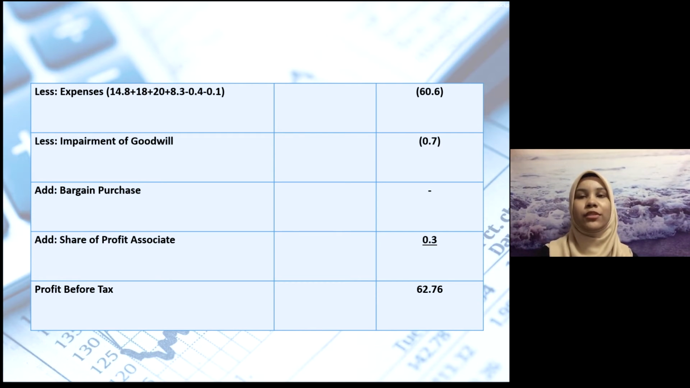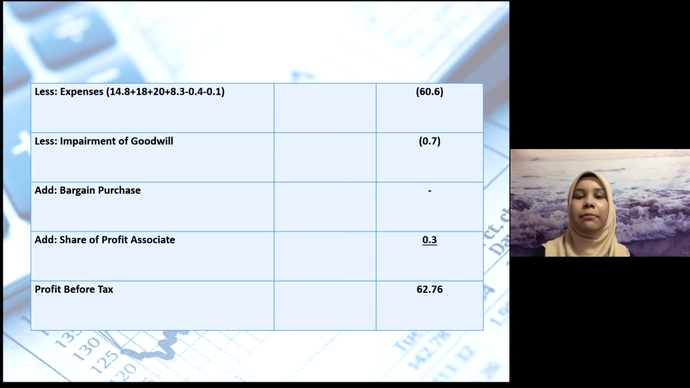After adding up gain on disposal and investment income, we have to minus all admin expenses from the parent and subsidiary companies. In the statement of profit or loss given, the parent, which is Alor Berhad, has expenses of 14.8 million, then Gajah 18 million, Lendu 20 million and Klemak 8.3 million. Also minus depreciation over-provided on machine in Alor Berhad amounting to 400,000, which is 4 million times 10%, and minus depreciation over-provided on motor vehicle in Lendu Berhad of 100,000, which is 1 million times 10%. This information can be obtained from additional information number 2.